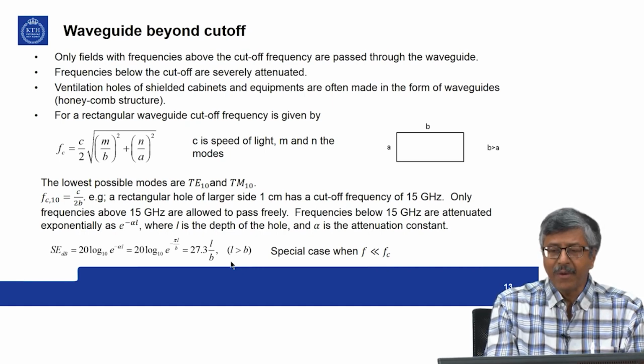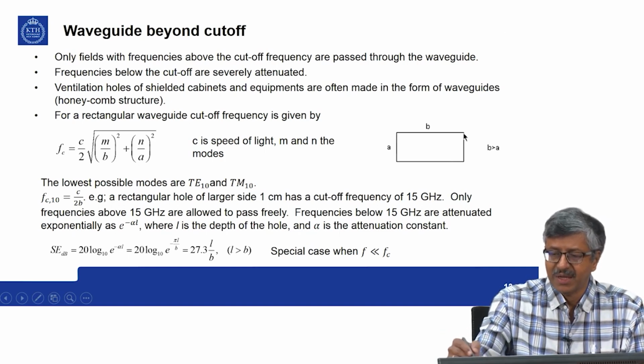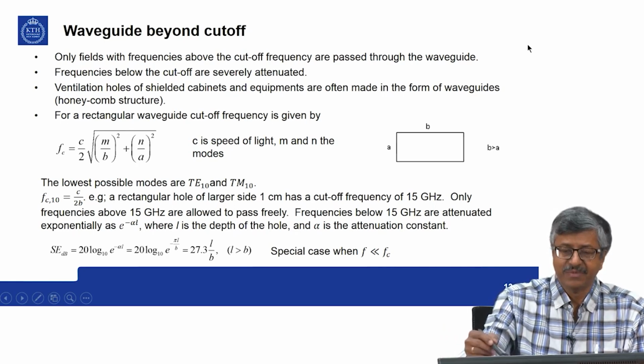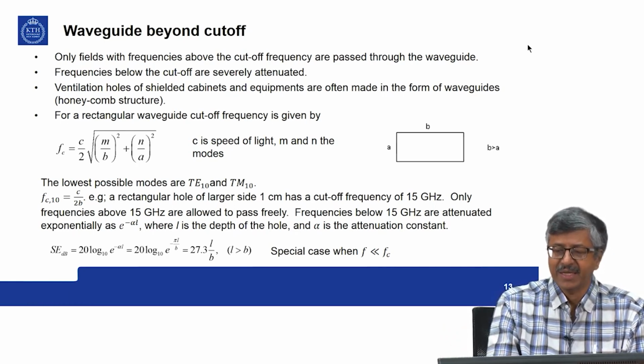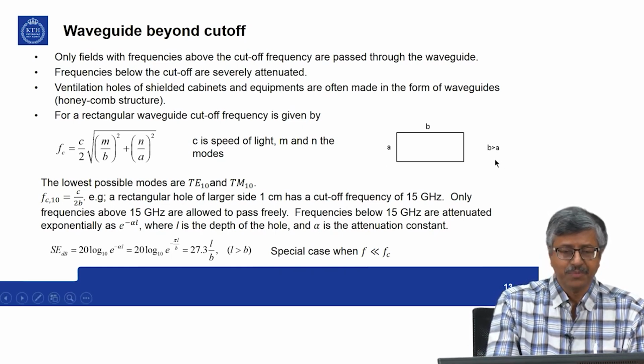Now, waveguide beyond cutoff. The principle is like this. Suppose you have a rectangular cross section waveguide, and it has got a depth of length L, the length of the waveguide. Now, B is greater than A, let us assume.